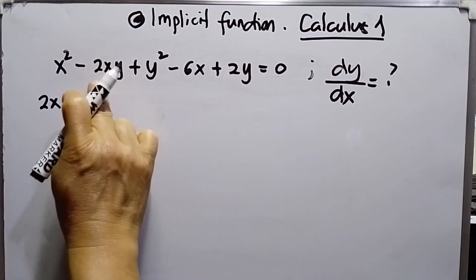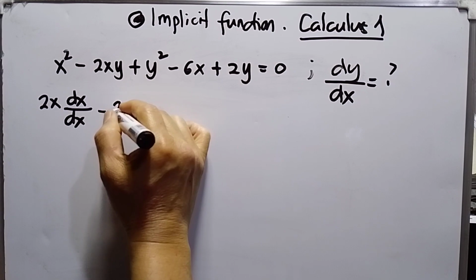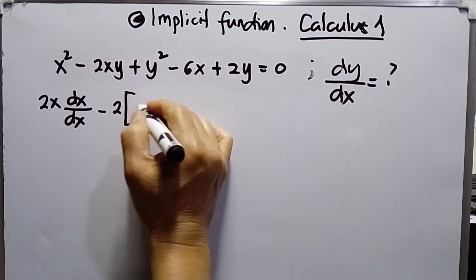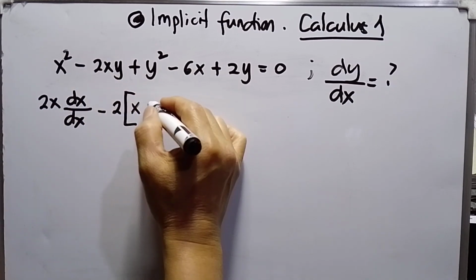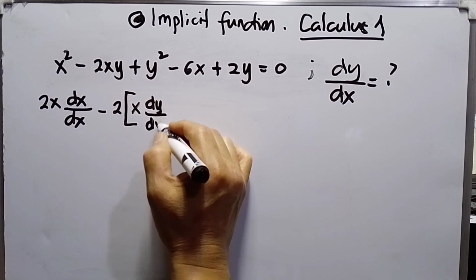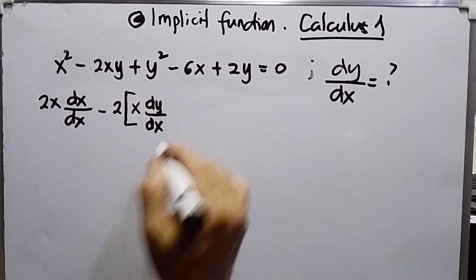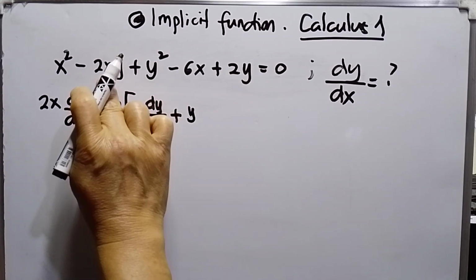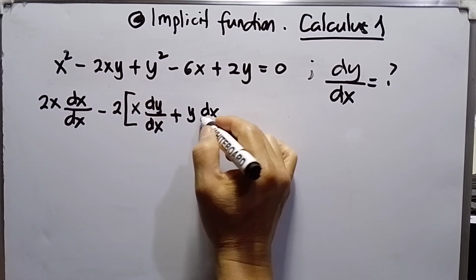Then minus, since this is product rule, I need to put 2 outside of these two functions. So copy the first, because this is product rule, then differentiate the second. So this will be x dy dx. Then plus, copy the second, then differentiate the first. So this will be dx over dx.